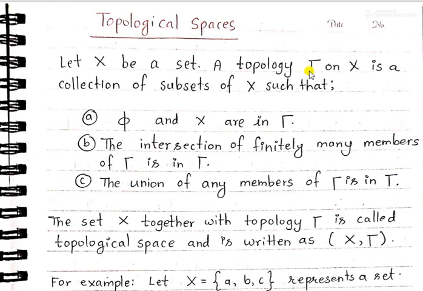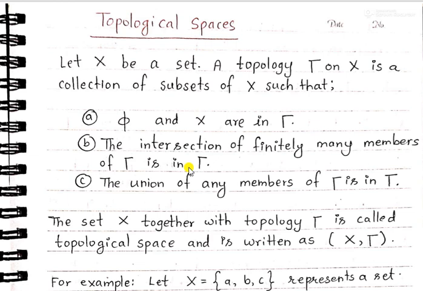Tau is basically a collection of subsets of X. For this, phi and X should be in tau, and we will illustrate this with examples below. Another condition is that the intersection of finitely many members of tau is in tau. We choose finitely many members, and if we take the intersection of those sets, the intersection should also lie in tau.